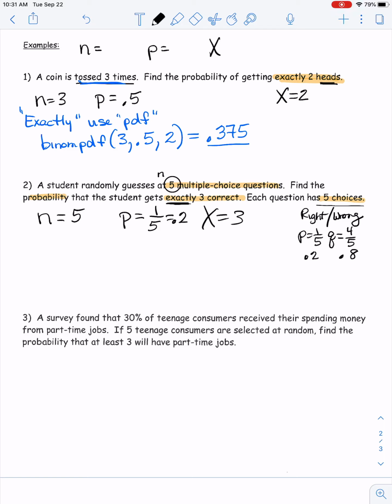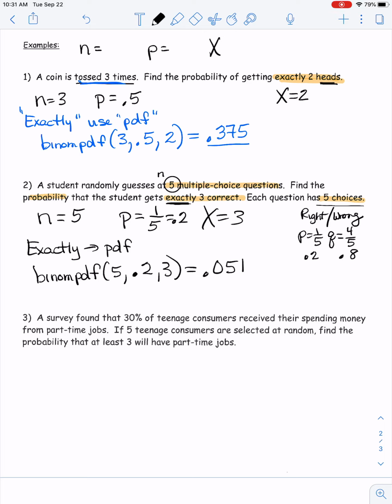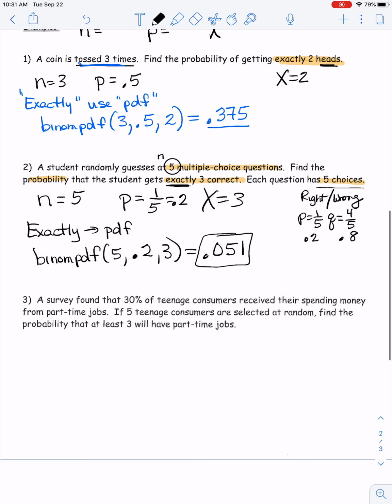So again, it says exactly, so that indicates for you to do a PDF. So we'll pull up second vars, binomial PDF. N is 5, P is 0.2, X is 3. If you press enter, you should get the probability is 0.051. And that's the value you're after.